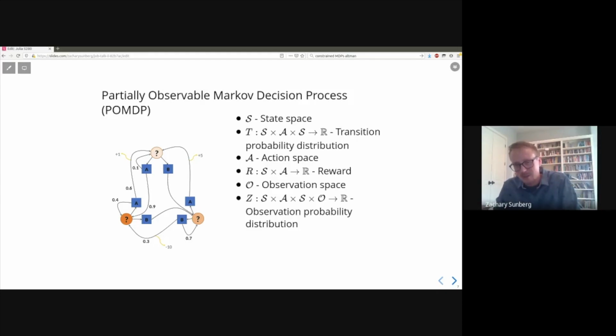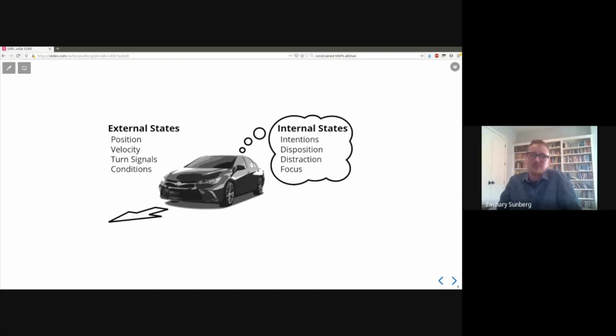So let's talk about what in the real world might be observable states and hidden states. In this autonomous driving situation, it's pretty easy to measure what I like to call the external states of the system. So the position, velocity, things that you can measure with the vision sensors of the car. But there's also internal states that we can't measure that are actually important for decision making. And those might be something like the intentions or dispositions of the driver, or whether they're focused on the road, whether they're distracted. Because an autonomous system should behave fairly differently based on what the intentions of the other vehicles on the road are.